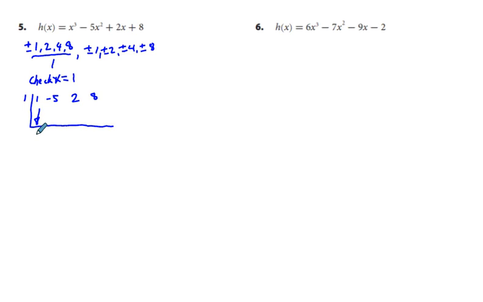We bring down the 1. 1 times 1 is 1. Negative 5 plus 1 is negative 4. 1 times negative 4 is negative 4. Add these together. We have 2 plus negative 4 is negative 2. And we have 1 times negative 2 is negative 2, and we get 6. So we will conclude not a zero.